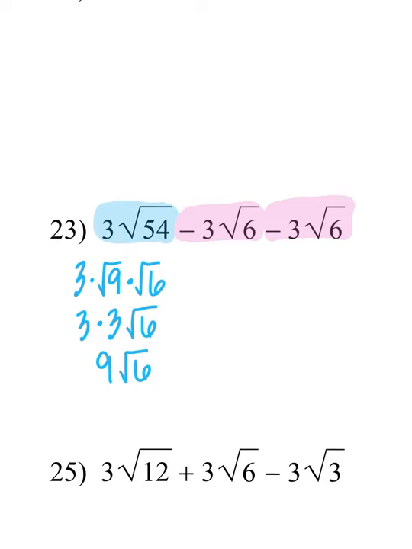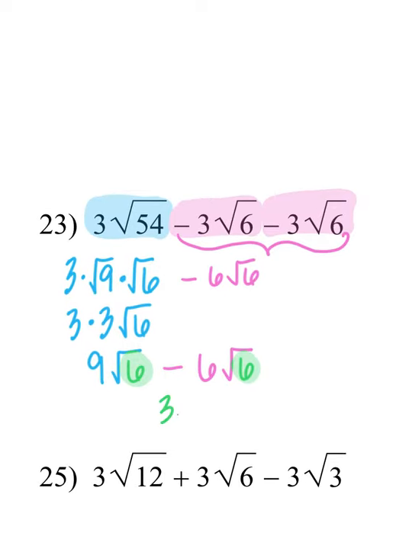Now, if I go back up here, I can combine these two right now. Negative 3 radical 6 minus 3 radical 6 is negative 6 radical 6. So I can just drop that down, negative 6 radical 6. And now, if you look, our radicals both have the same number underneath the radical sign. So now I can combine this, and I would get 9 minus 6, which is 3, and radical 6 is going to be my final answer.